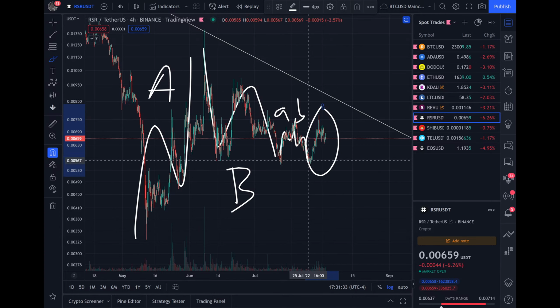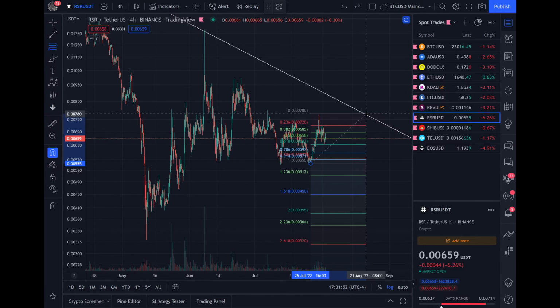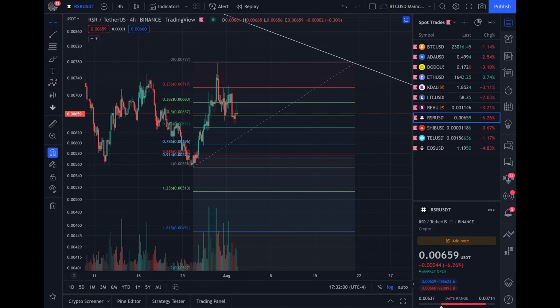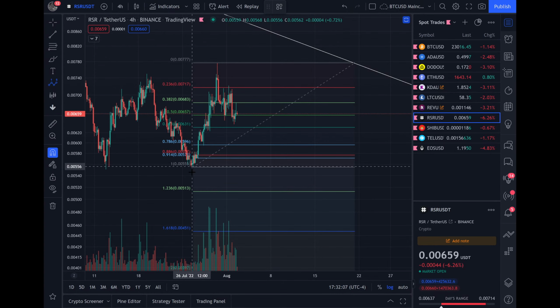Your impulse starts here in July. Okay, July 25th or so. That's when your impulse started in Reserve Rights. And I would say that, just like these other impulses, you're respecting your 618. Look at that. You take your Fibonacci retracement tool from the bottom to the top. You have 5 waves, I think very clearly up. So you have, I would say, 1, 2, 3, 4, 5. I think that's the count right there.